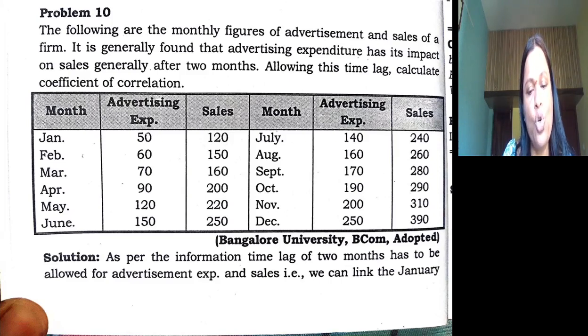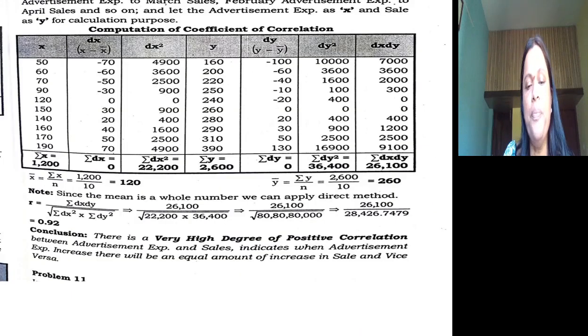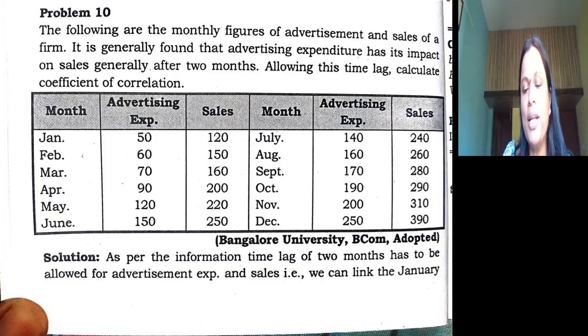Then May month's 220. 90 is April month. Then 250 is June month. Then 120 is May month's advertisement expenses. 240 is July month. So 150 is June month's expenses. 260 is sales of August. In the same way, 140 is advertisement expenses of July. So we have 280 of September. August 160, October's 290, September's 170, then November's 310, October's 190, listen, 190, which month's 390?